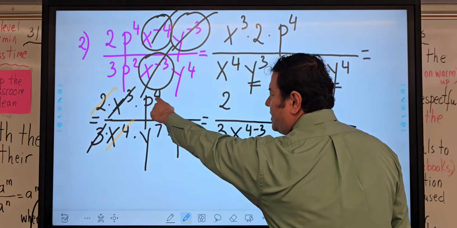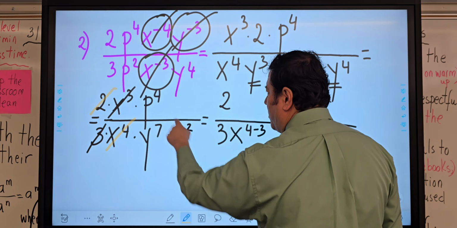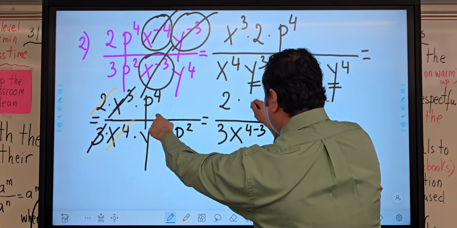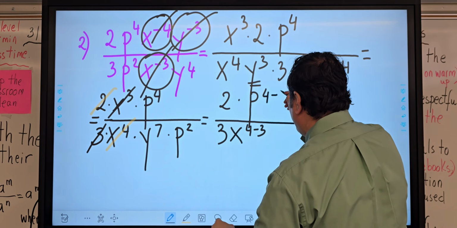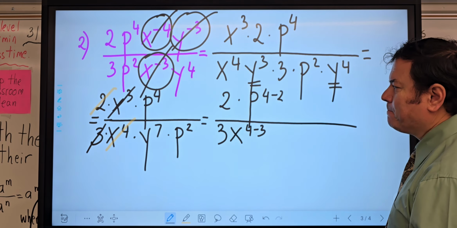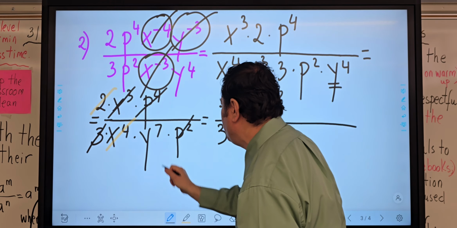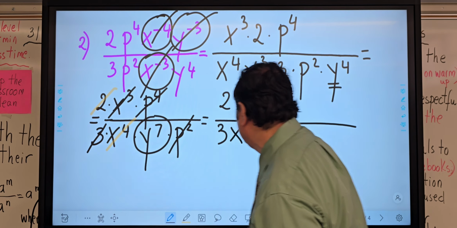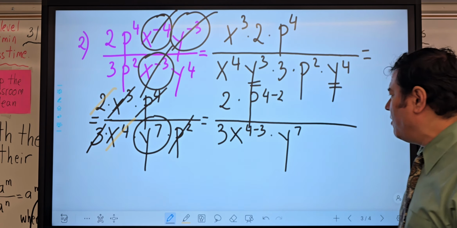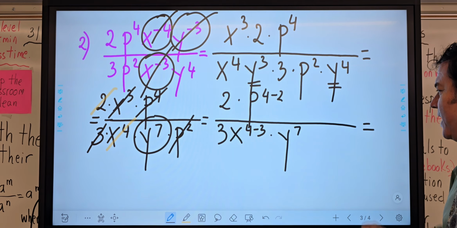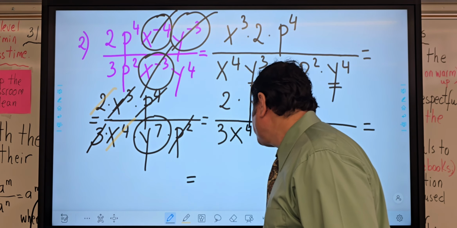We have more p's on the top, right? So here on the top, we're going to have times p to the power of 4 minus 2. 4 minus 2, okay? So the p's are going to be done now. And we still have y to the 7th power. And now let's see what we get as a final answer.